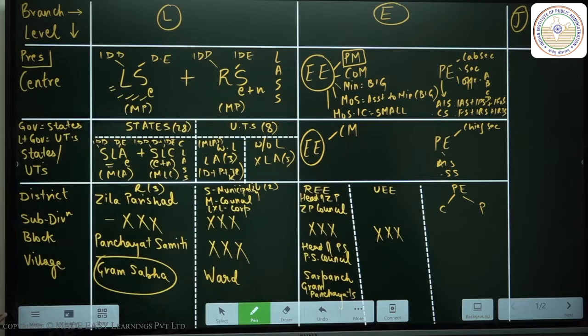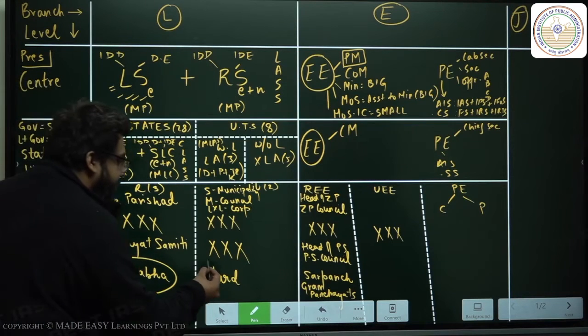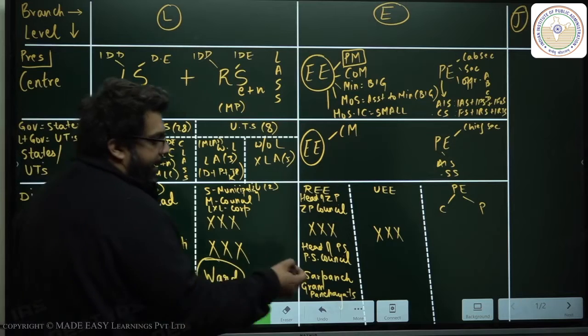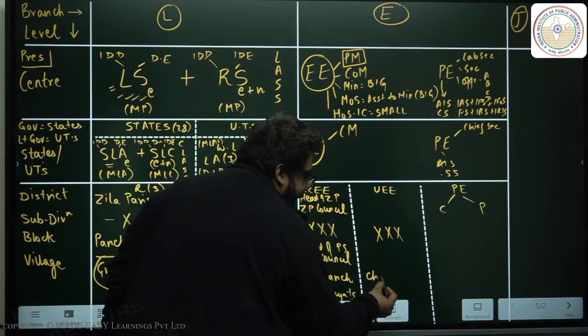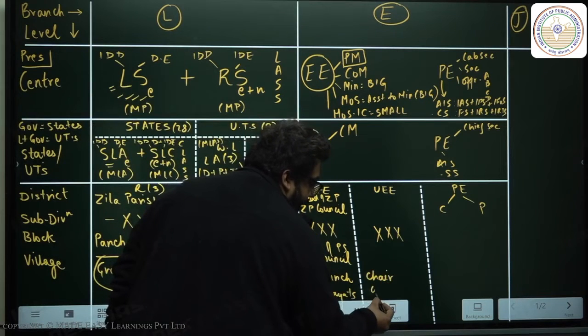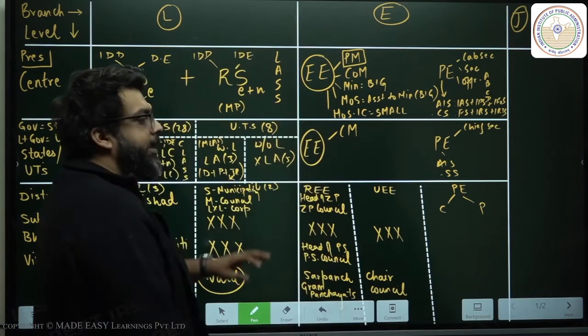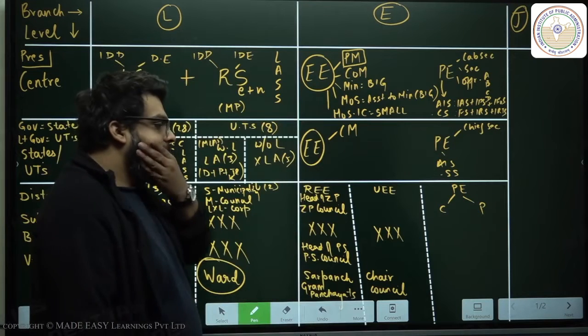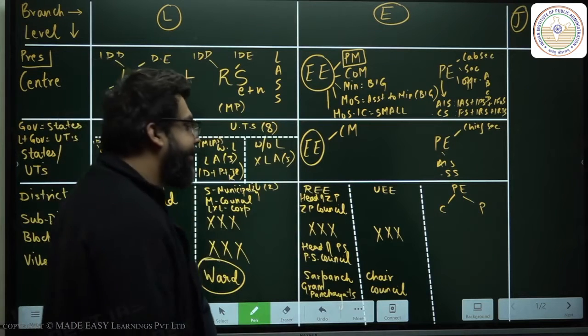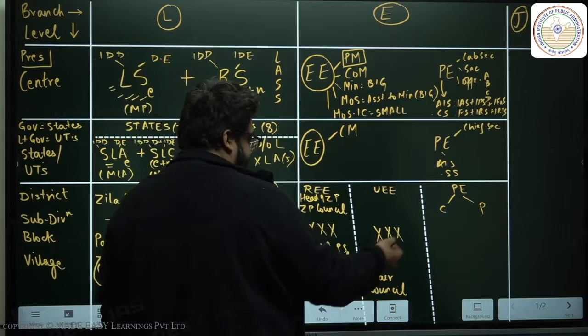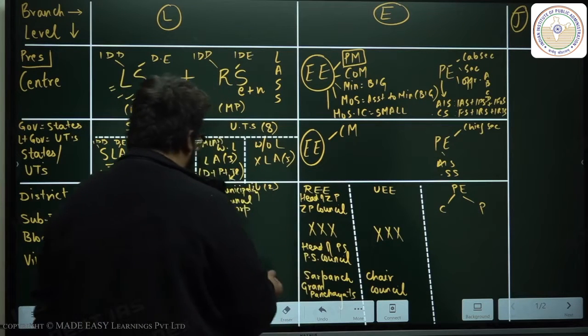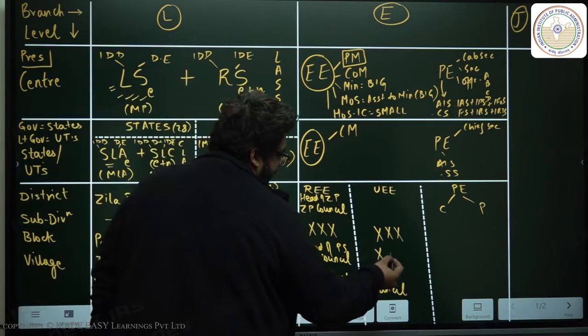Now, similarly, in the urban part, if ward is your legislature, then you will have a ward chairperson. And if you require a council, if it is a big ward, then a council. This can change from state to state. That is not compulsory. Okay. Now you don't have anything in the urban part at the block level, so you'll have nothing here also.